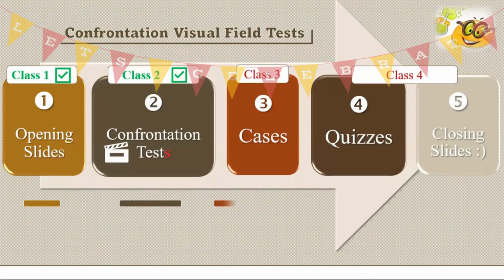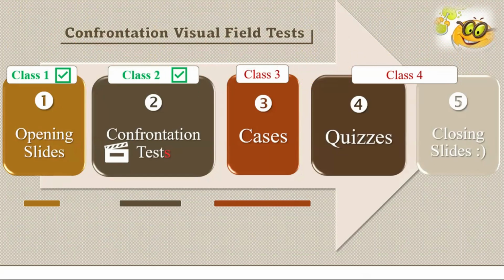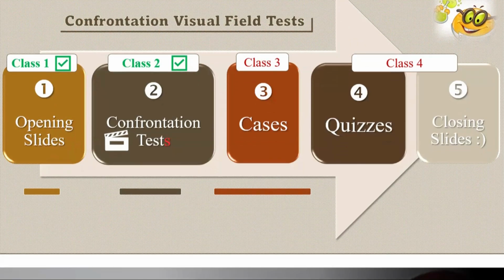So we are done with the second class, and be prepared because the next class will be more overwhelming, a bit longer. We're going to go through cases, and I will show you how we can induce a hemianopic field defect. And I hope that instead of being confused, you become less confused today.